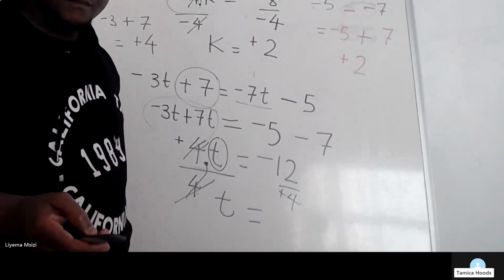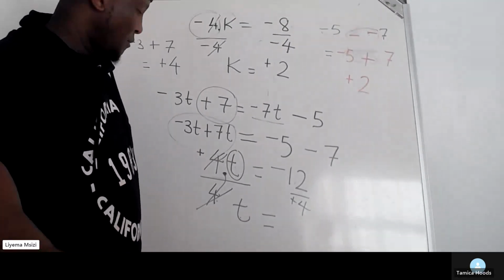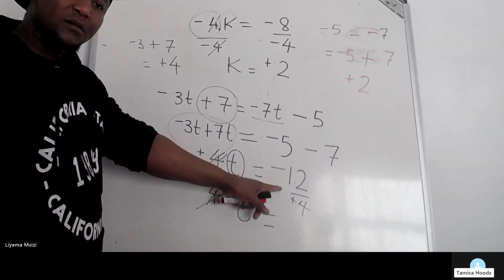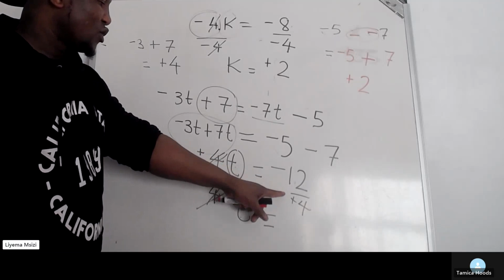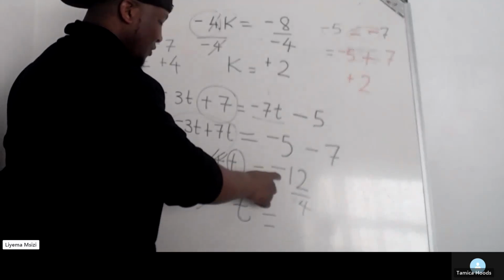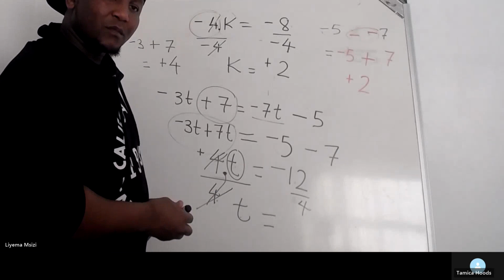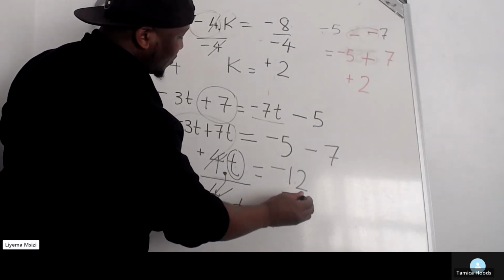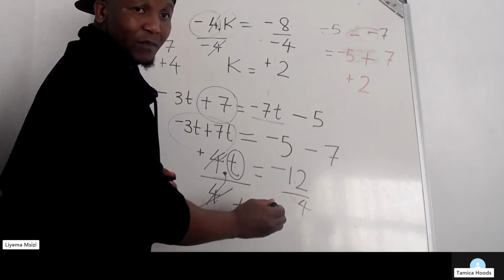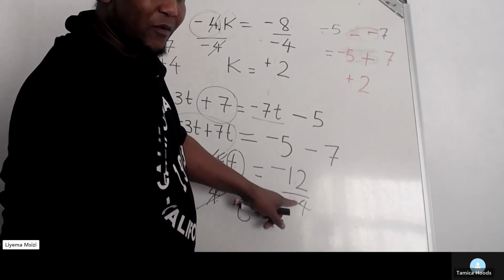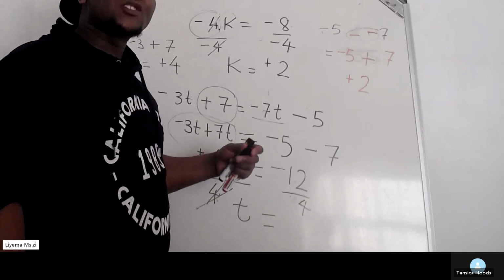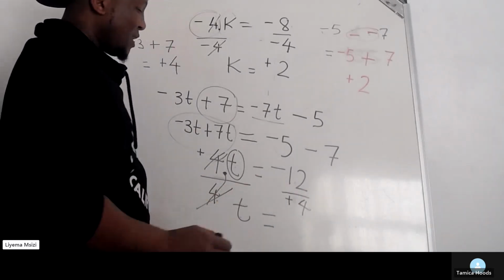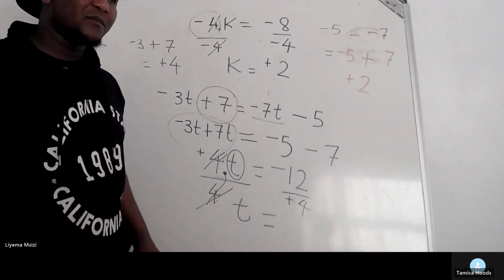Can you please explain again? Should I start from here or only here? From the 12. So we have -12 divided by 4. But there's no sign on the 4, so which sign do we assume? A positive. And then what do we do after?